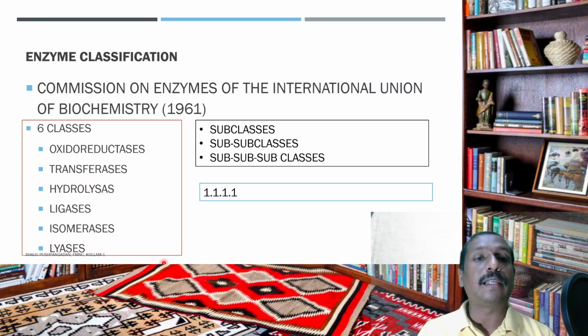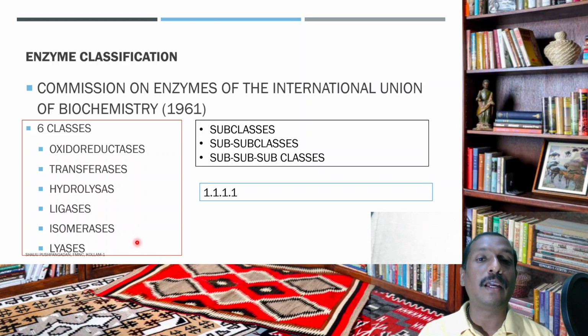So these are the six classes of enzymes as per the rules of the Commission on Enzymes of the International Union of Biochemistry. The first class is called oxidoreductase. The second class is called transferase. The third class is a group of enzymes called hydrolases. The fourth one, ligases. The fifth one, isomerases, and the last class of enzyme is called lyases.